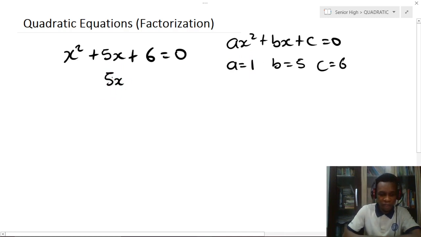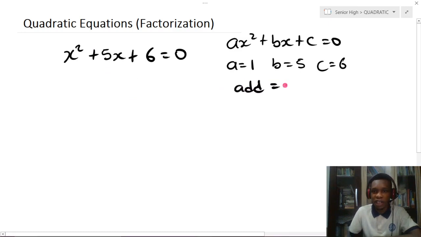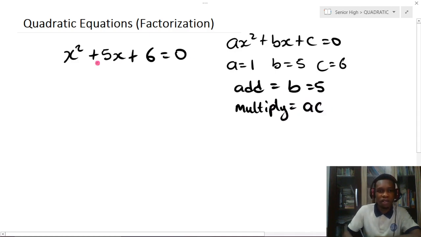So let me put that in a much simpler term. We look for a value that when we add, we get the b. What's your b? 5. And when we multiply that same value, we get your c, your ac. Now, what's your ac? Your ac is like saying a multiplying c, right? What's your a? Your a is 1. 1 times your c is what? 6. So 1 times 6 is still 6. So when we multiply, we get 6.